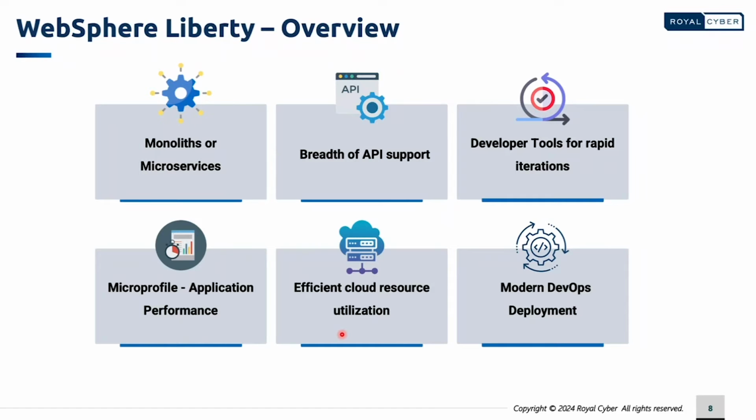And then obviously continuous monitoring, optimization strategies, and adoption of best practices contribute to achieving efficient resource utilization in the cloud. And it offers modern DevOps deployment. Ultimately, the goal of DevOps is to increase the effectiveness, speed, and streamline the cooperation between the development and operations team. So all of this can happen in the WebSphere Liberty.